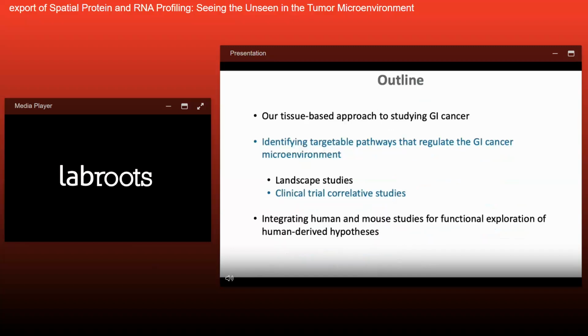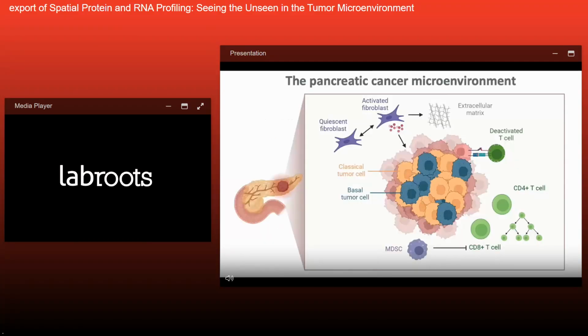Next, I'd like to share an example of how we used our spatial profiling approaches to understand pancreatic cancer biology in the context of clinical trials. Going back to the pancreatic cancer microenvironment, I'd like to remind you that fibroblasts are one of the most dominant cell types in pancreatic cancer and are responsible for the dense stroma that surrounds tumor cells.